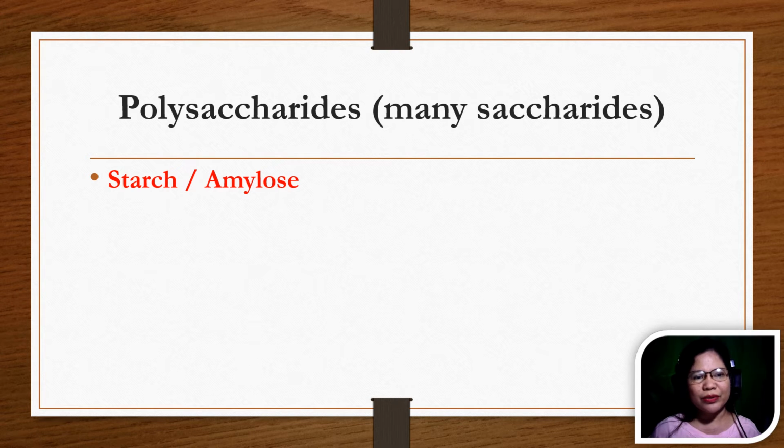Then let's proceed to the third, which is the polysaccharides. When I say polysaccharides, these are saccharides that contain many saccharides, two or more. So one of those is amylose or starch. So where can we find starch? Okay, basically you are familiar with where we can get starch.